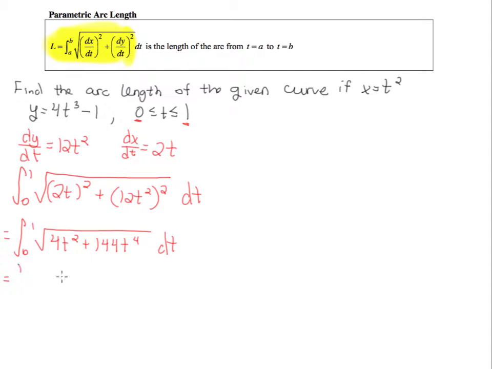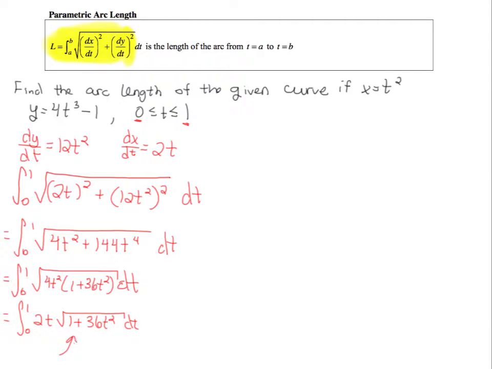I notice I have a GCF underneath the square root, so let's factor out that GCF. Then I can break up my square root and take the square root of the GCF, which is just 2t, times the square root of 1 plus 36t squared. And then I'm going to use u substitution in order to solve this integral. I'm going to let u equal the thing underneath the square root.